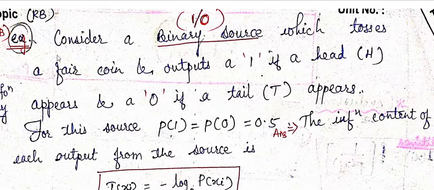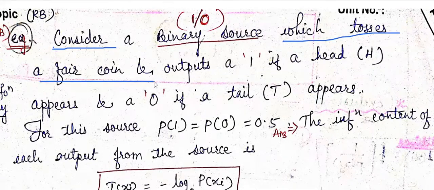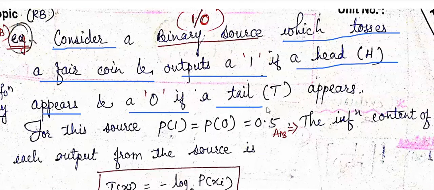Let's check it. In the current example, the statement is: consider a binary source. Binary source means it will generate either 0 or 1. It tosses a fair coin and outputs 1 if head, that is capital H, appears, and a 0 if a tail, that is capital T, appears.